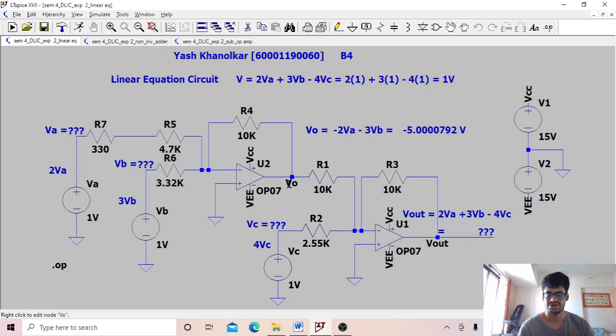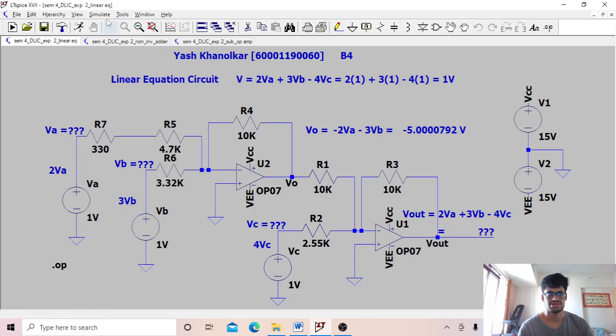So we give VO as the input to the inverting terminal along with VC, where VC is 1 volt here, but the coefficient of VC is 4, and so we have to take R as 10k, and here we have taken R2 as 2.55k, so 10 by 2.55 is almost 4. So here we have 4 VC. The 4 VC after being connected to the inverting terminal will be minus 4 VC, and this is already minus, which again after inverting will turn into plus. So we get 2 VA plus 3 VB minus 4 VC according to the formula.